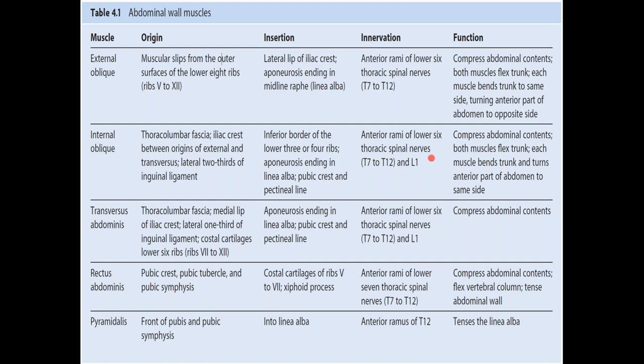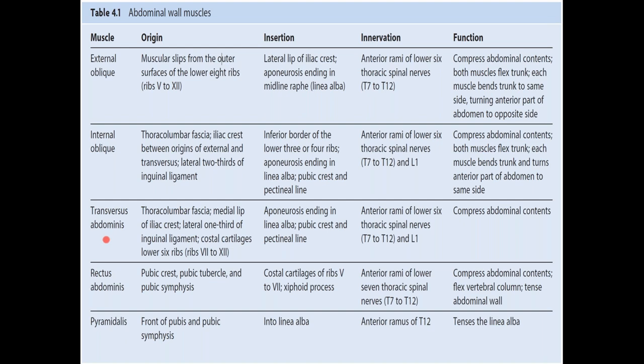So what about the innervation? Innervation is by the anterior rami of the lower six thoracic spinal nerves, so T7 to T12 and L1. This is very important because sometimes they ask about the innervation of the anterior abdominal wall, so you should know it. And the function of the internal oblique is to compress abdominal content, like the external oblique. Both muscles flex the trunk, each muscle bends the trunk and turns the anterior part of the abdomen to the same side.